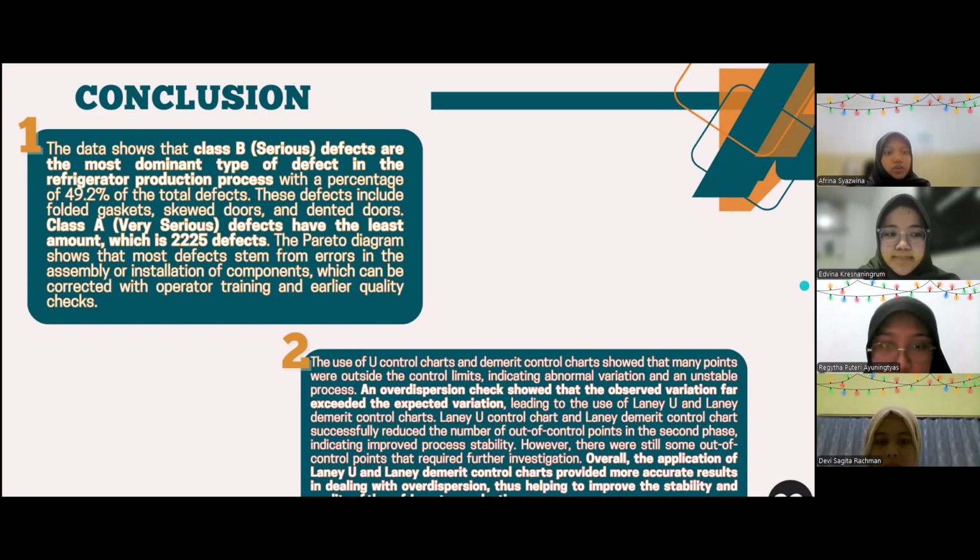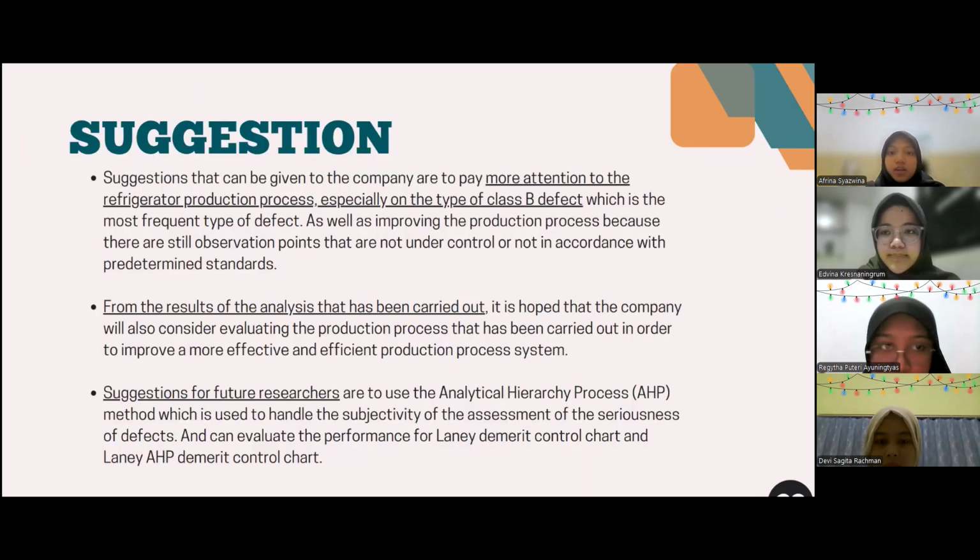The suggestions that can be given to the company are to pay more attention to the refrigerator production process, especially on class B defects, which are the most frequent type of defect, as well as improving the production process because there are still observation points that are not under control or not in accordance with predetermined standards. From the results of the analysis, it is hoped that the company will also consider evaluating the production process in order to build a more effective and efficient production system.